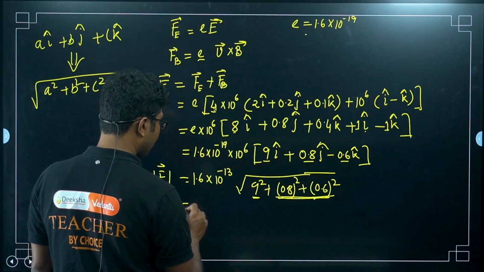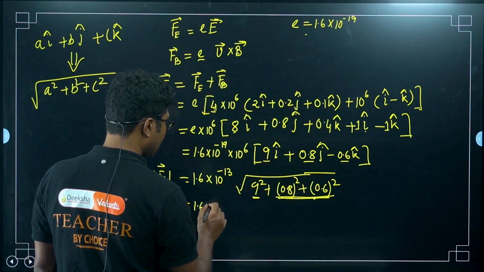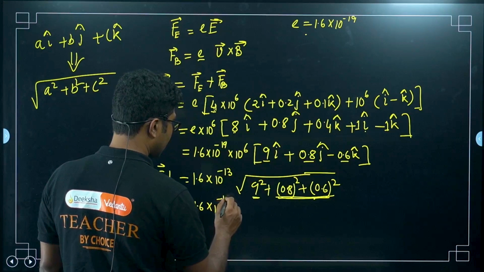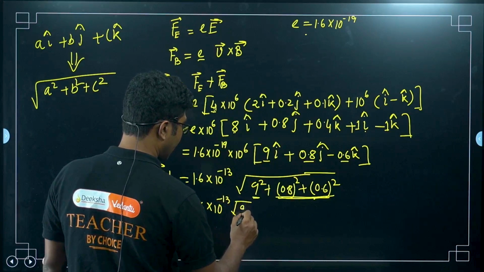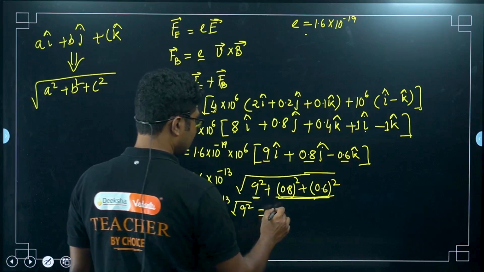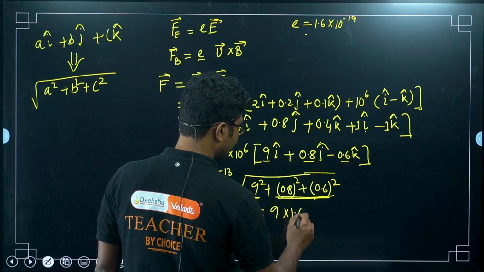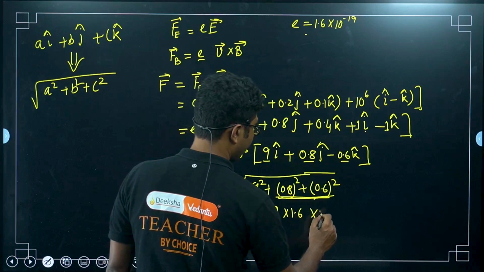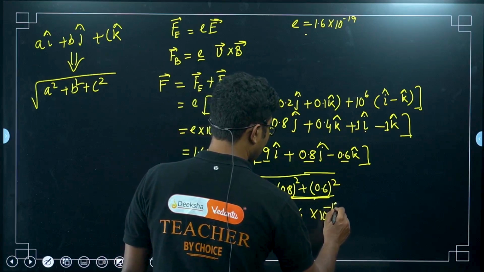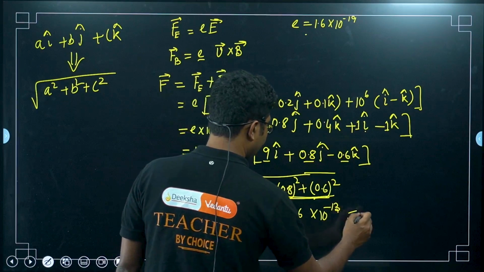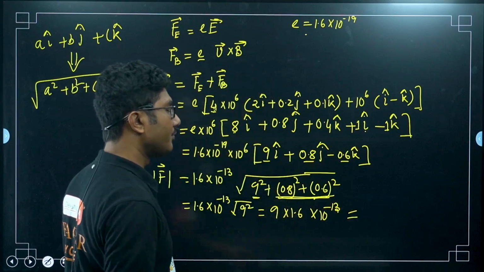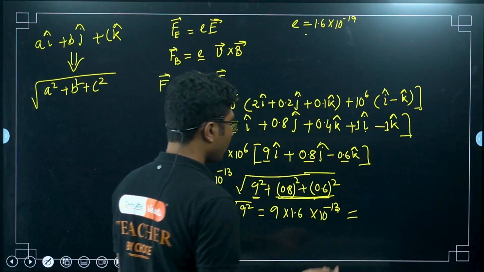So you only consider 1.6 times 10 to the power of minus 13, times the square root of 9 square, that is 9 times 1.6 times 10 to the power of minus 13. Okay, so it will be 9 times 1.6, which is 14.4.